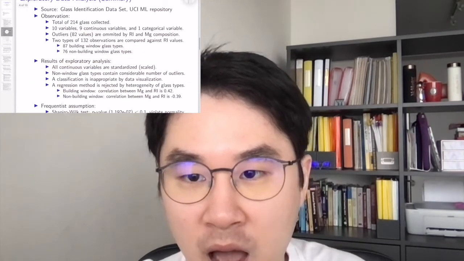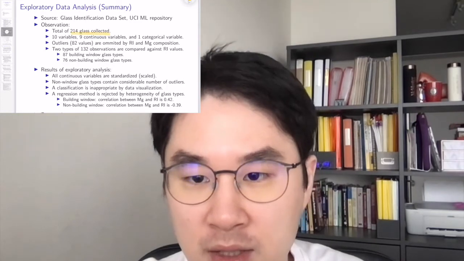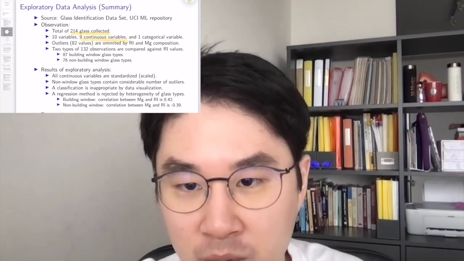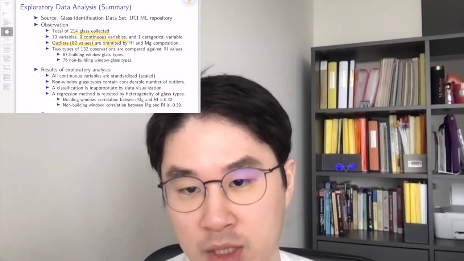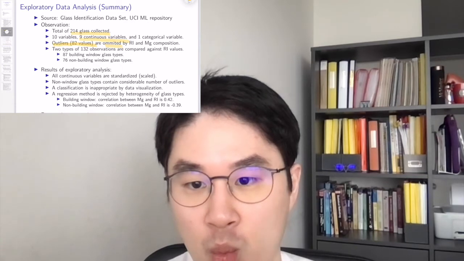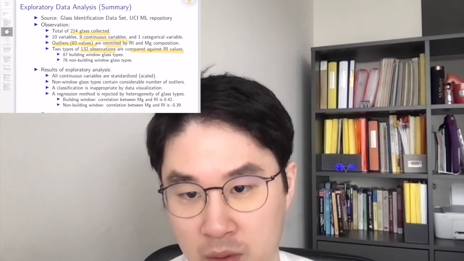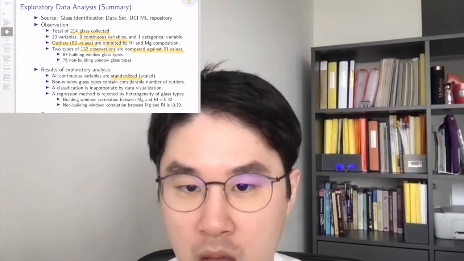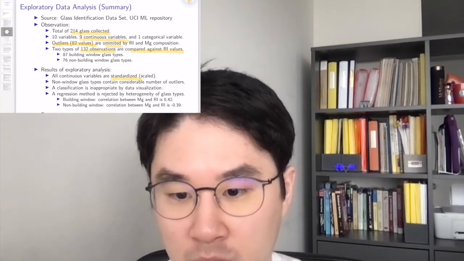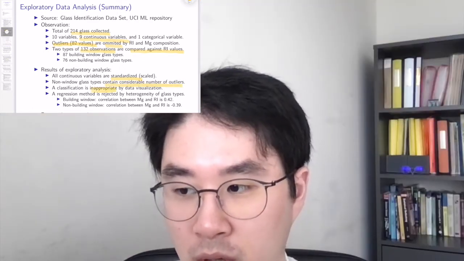In the exploratory data analysis summary slide, there is a total of 214 glass data points. There are 10 variables, 9 being continuous. According to the refractive index and the magnesium compositions, there are 82 outlier values, which are omitted, and we find that there are two types with 132 observations which could be compared. The exploratory data analysis shows that our continuous values were standardized, and non-window type classes, which are composed of container, tableware, and headlamps, contain a considerable number of outliers.